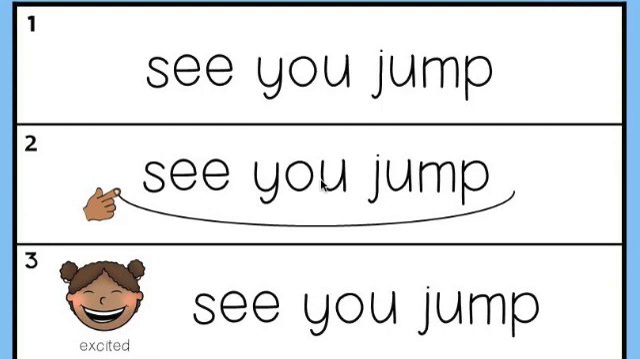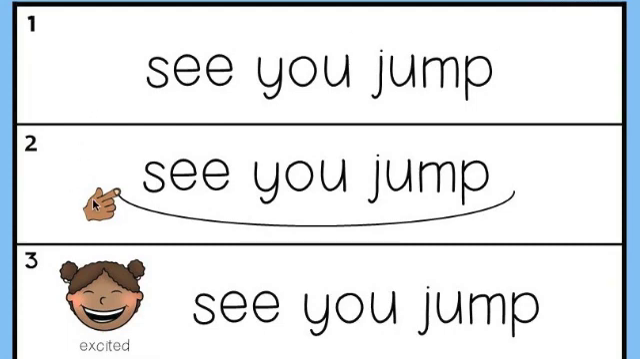The first time we read the phrase, we are just thinking about what the words are so we get them exactly right. That's called accuracy. So let's start with number 1. Ready, begin. See, you, jump. We read each word carefully to make sure that we got it accurate or correct.